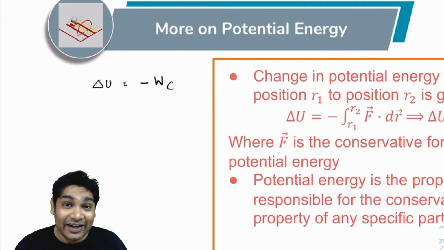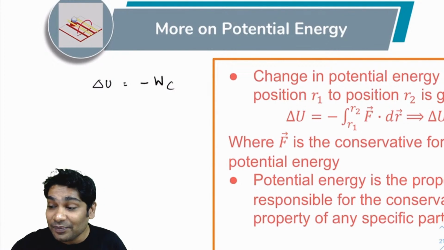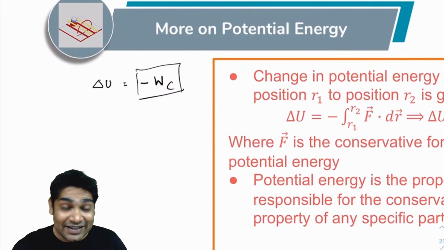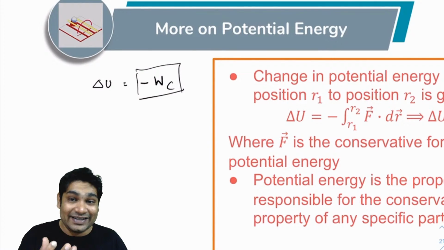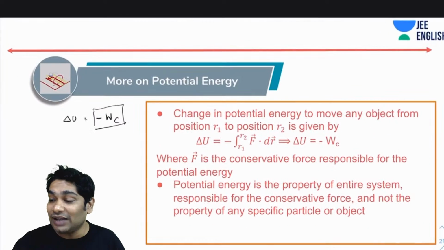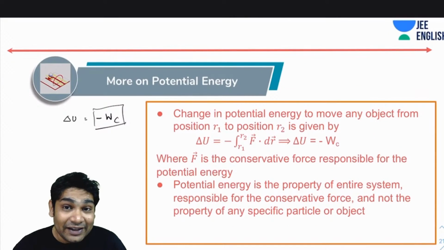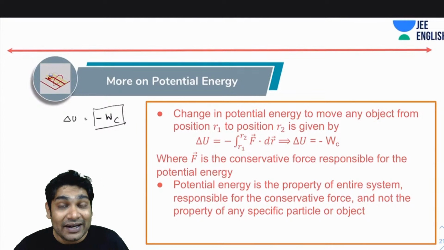I can always define delta U as minus times WC. So whenever a conservative force is doing some negative work, it is increasing the potential energy. It is storing it with itself. So we say that the potential energy due to that conservative force increases. Okay, so remember that. Mathematically, we define delta U as minus times work done by a conservative force.